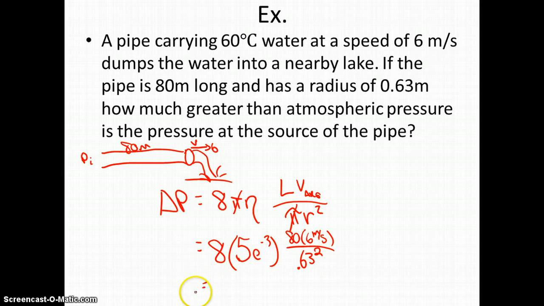Once I work out all of that math, I should know that the pressure at this end of the pipe is 483.75 pascals, and that's without sig figs.